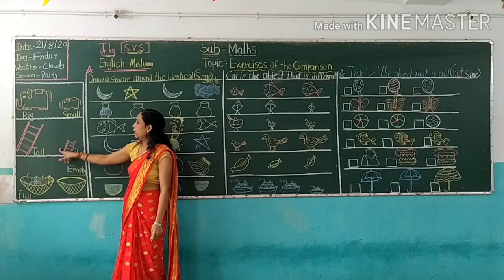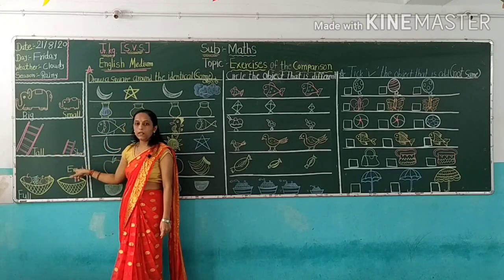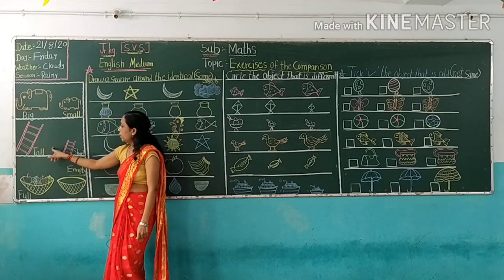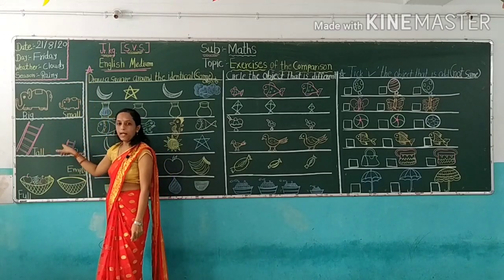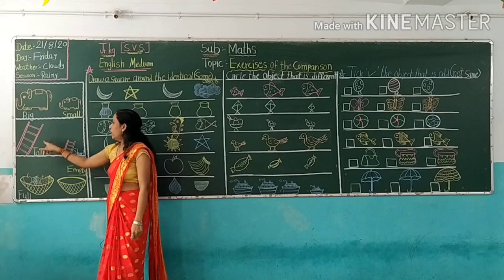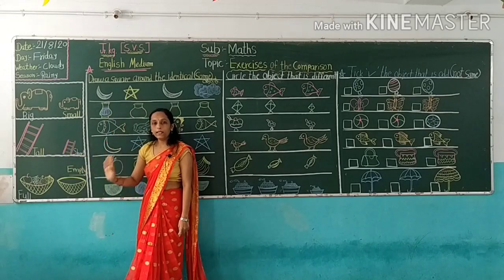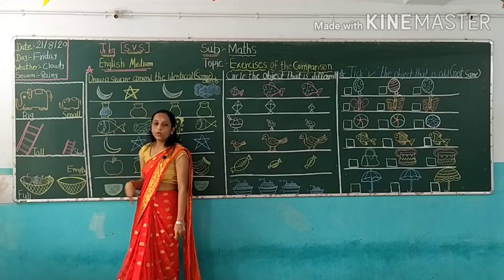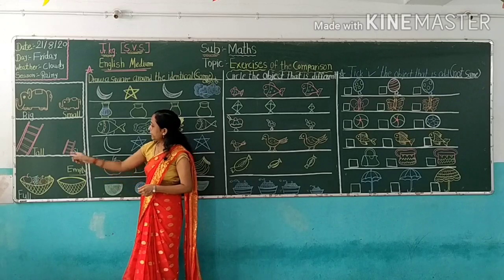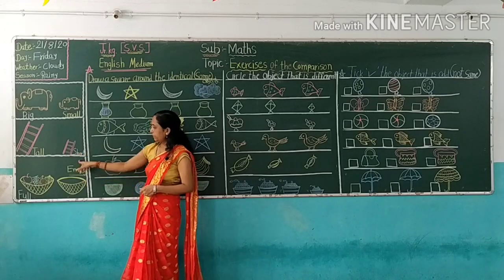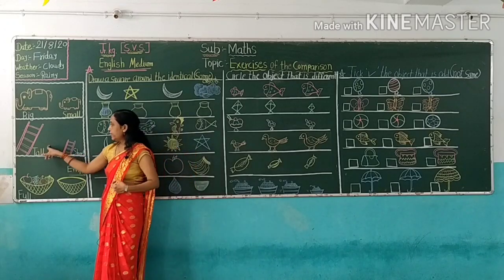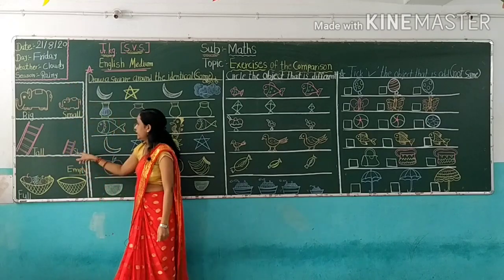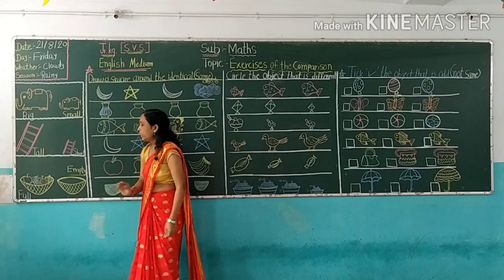And second, tall, short. So what are these? These are two ladders. One is tall and other one is short. So tell me, which ladder is tall? This? No. This? Yes. This one is tall and this ladder is short.